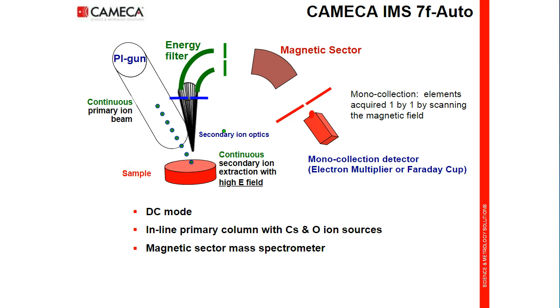These instruments work in monocollection mode, secondary ions being acquired one by one by scanning the magnetic field. Two detectors are available, one electromultiplier for lower count rates and one Faraday cup for higher count rates.